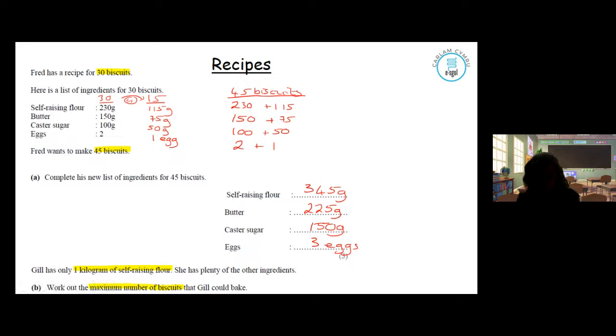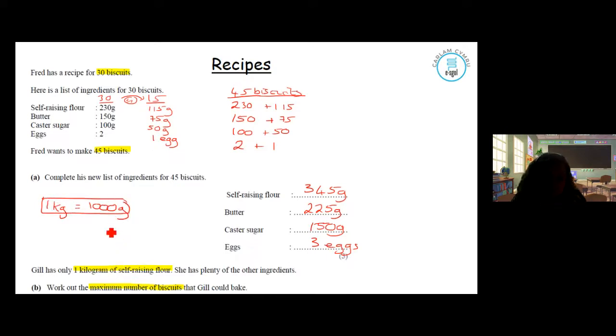And we need to think about, first of all, how many grams are in a kilogram, and then how many of those we could use to get this recipe that we started with, which was 230 grams of self-raising flour needed for every 30 biscuits. So what you need to learn, because this isn't given in the exam, is that 1 kilogram is equal to 1,000 grams. Okay, so it's something you need to learn there. So 1 kilogram is equal to 1,000 grams.